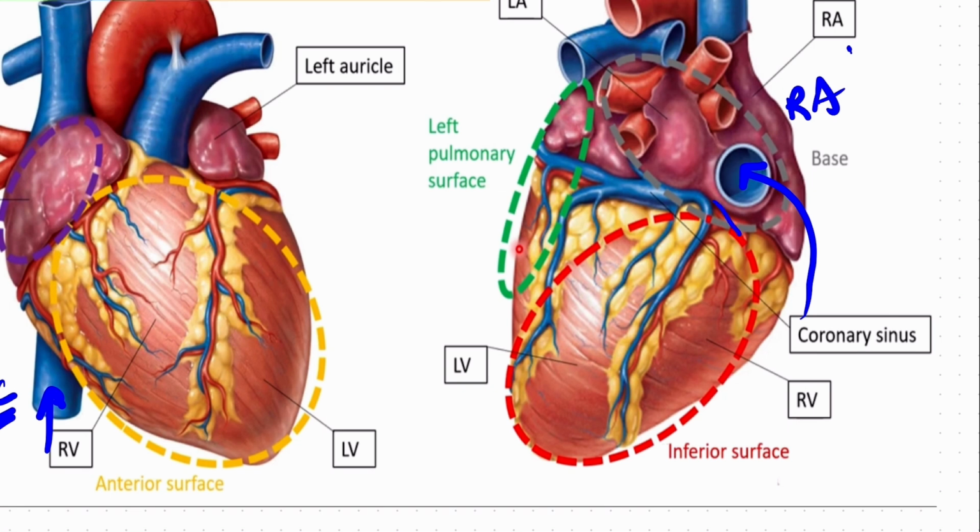And being on the posterior surface, you cut through the posterior tricuspid leaflet. In between the right atrium and right ventricle is the tricuspid valve. This is the posterior leaflet. You cut through the posterior leaflet and enter the right ventricle. This is the right ventricle. Cutting through the posterior tricuspid leaflet, enter the right ventricle.